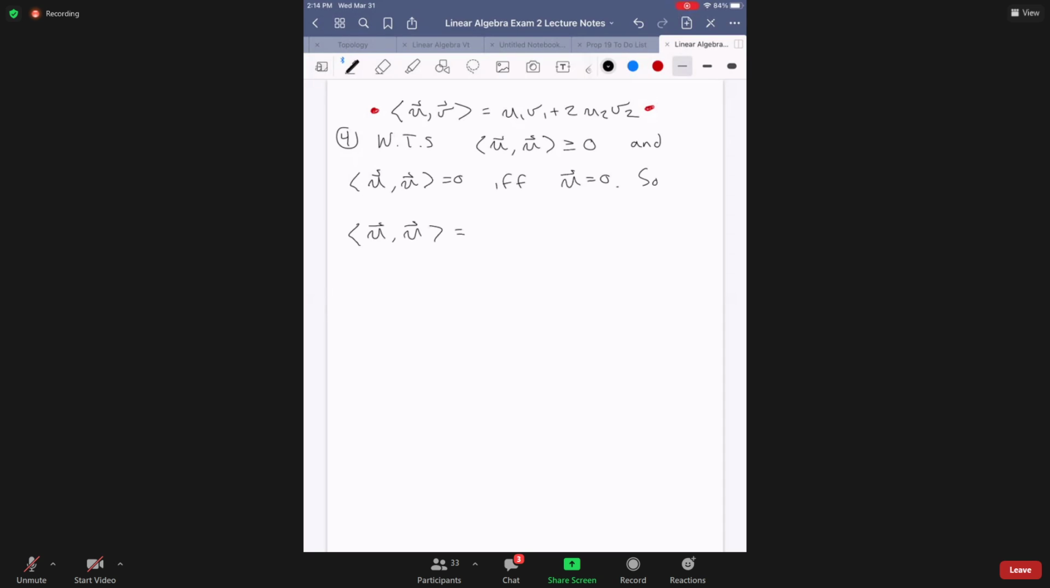Well, this is going to be U1 times U1 plus 2 U2 U2. And this is going to be U1 squared plus 2 U2 squared. Okay, so is this thing always positive, how I have it written here? If it is, why is it true?